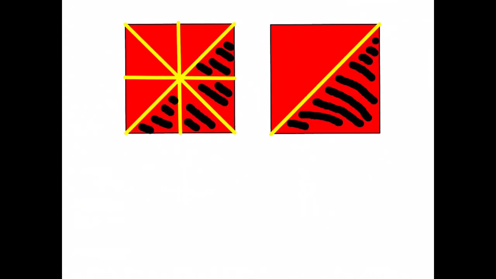With this illustration, my first square on my left, it is divided up into 8 pieces. And a quick count, you can see that 4 of them have been shaded in black. My second square, it's divided into 2 pieces with 1 shaded in. So 4 eighths are equivalent to 1/2.